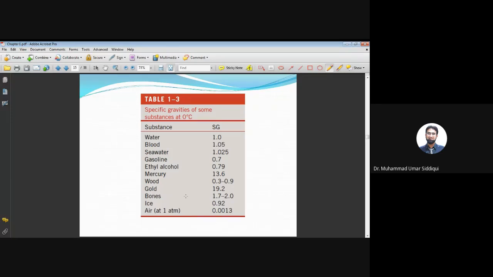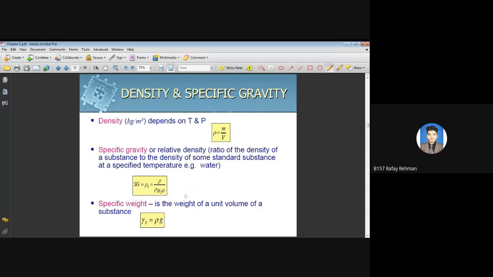So do you have the physical understanding of the specific gravity now? What does it mean? Yes, sir. Okay, so we are done with the specific gravity.